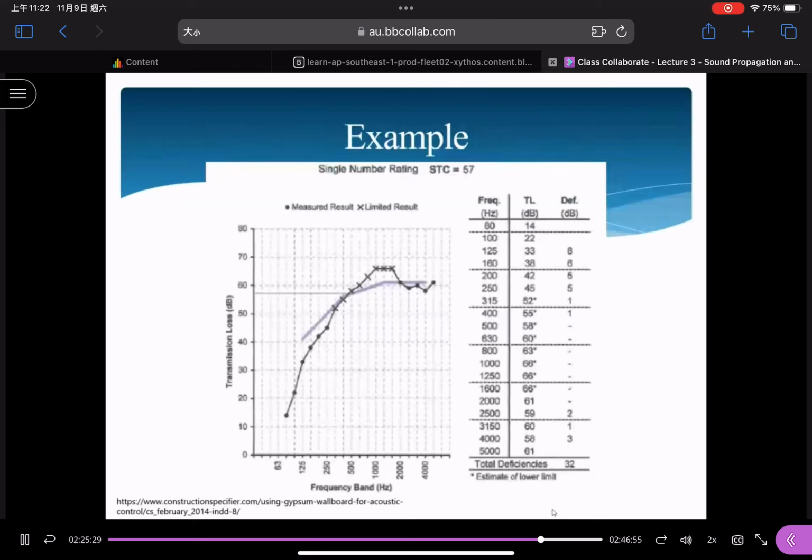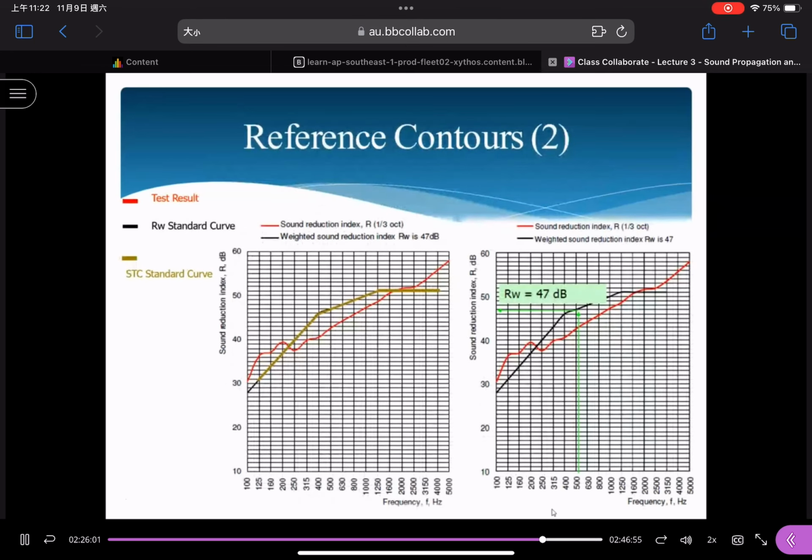Once you fulfill the first condition, each frequency band should not be more than 8 dB, and the total deficiencies should not be more than 32 dB. Now you can read the data at 500 hertz. What is the data? At 500 hertz in this case is 57. When you read this one at 500 hertz, you need to refer to either this standard curve or this measured data. Which one? You can go back to this one. When we fulfill these two conditions, the data we read is from the standard curve, not the measured data. This example shows that RW is equal to 47. We call this RW 47.